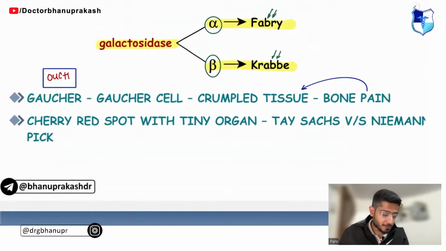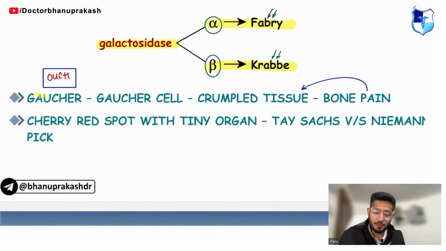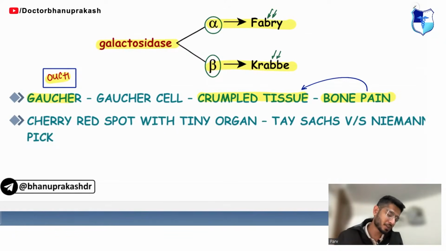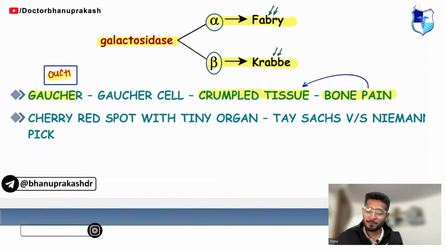Coming on to Gaucher's. Gaucher is just like ouch. Why ouch? Because there is going to be bone pain. And if the child is having bone pain, you give the tissue, take the tissue and wipe your face. Crumpled tissue. So Gaucher is ouch. Ouch means bone pain. If the child is crying in pain, give crumpled tissue, and the child will remove the ASU.